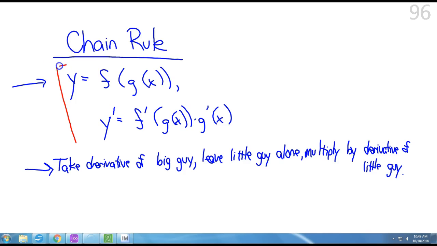This is the formula or the math way to look at it. You do have to know that because you get those charts with these problems too. It's not really how I'll talk through it. I'll more say the thing I wrote at the bottom. Take the derivative of the big guy, leave the little guy alone, and then multiply by the derivative of the little guy.